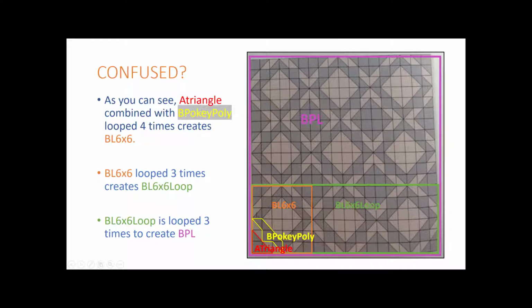So if you're confused, this slide here will have reiterated what I said. This combined with this, loop 4 times creates BL 6x6. That loops 3 times across, creates BL 6x6 loop. And that one loops 3 times upwards, will create BPL. It actually isn't upward the way that I've done it, but just know that it's a for loop in range 3. Okay.